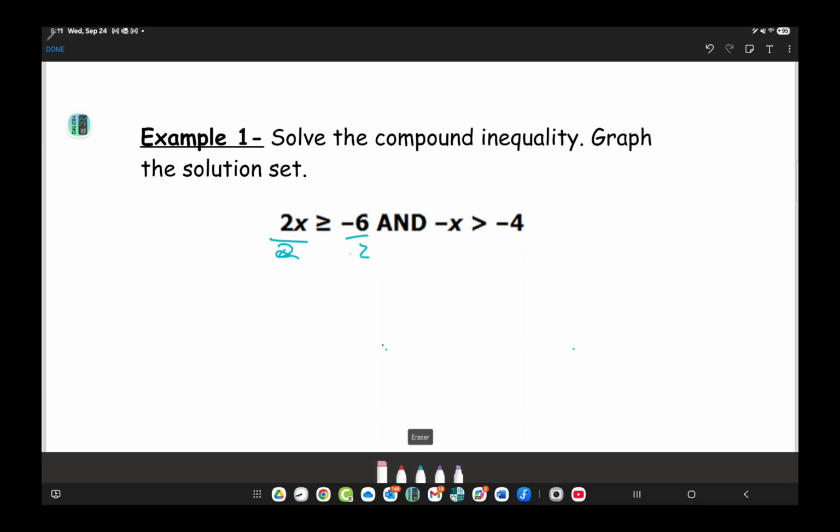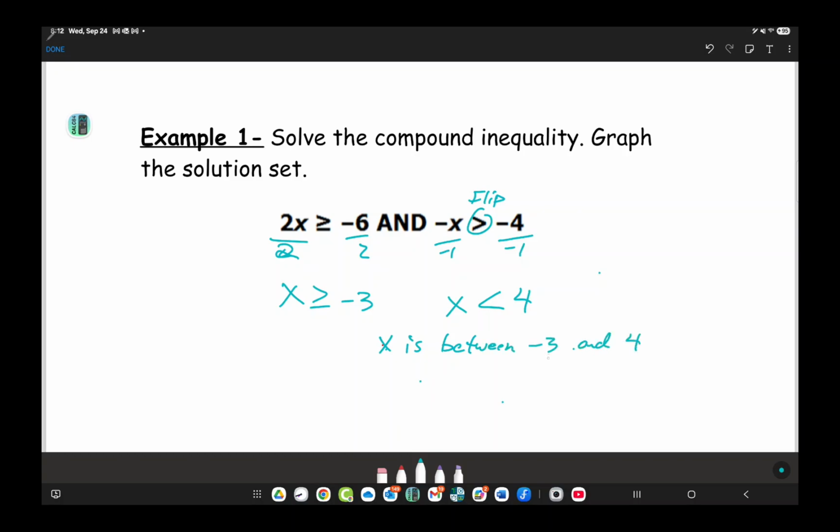I'm having fun today. It gives you x is greater than -3. Now for this one, when we divide by -1, what's going to happen to my sign? It's going to flip. Say x is less than 4. So x is between -3 and 4. Equal to -3, closed dot at -3. Not equal to 4, open dot at 4.